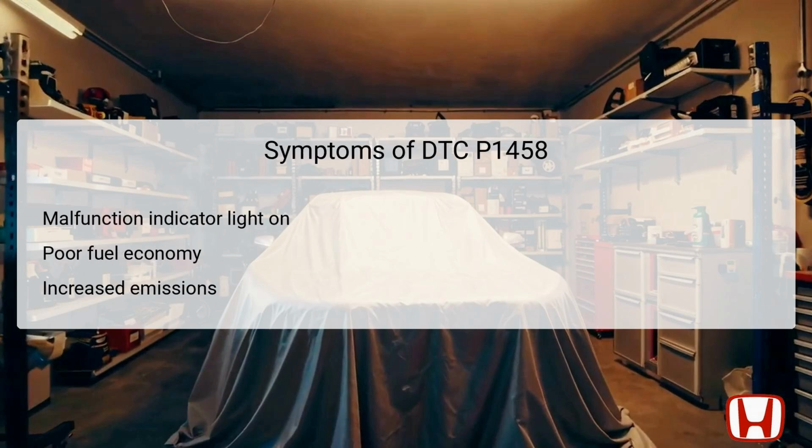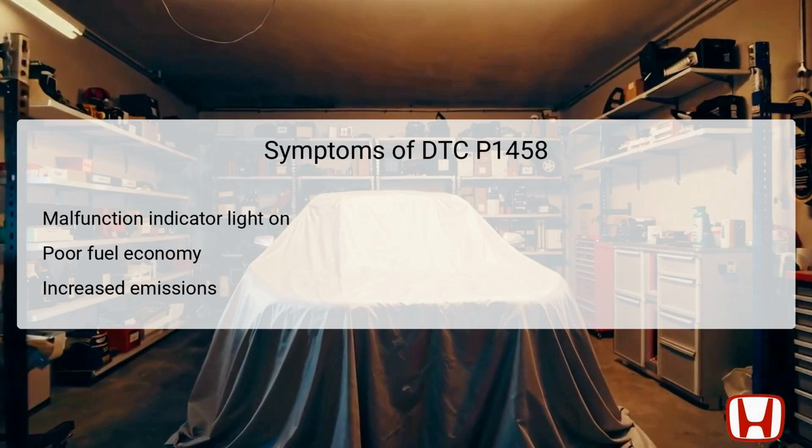When DTC P1458 is present, several symptoms may manifest, indicating that the FTP sensor or its associated systems are not functioning correctly. One of the most noticeable signs is the illumination of the malfunction indicator light, MIL, on the dashboard. Drivers may also experience a decline in fuel economy, which highlights inefficient fuel utilization and potential performance issues. Increased vehicle emissions can be another critical symptom, as an improperly functioning FTP sensor can cause the vehicle to fail emissions tests, leading to further complications.